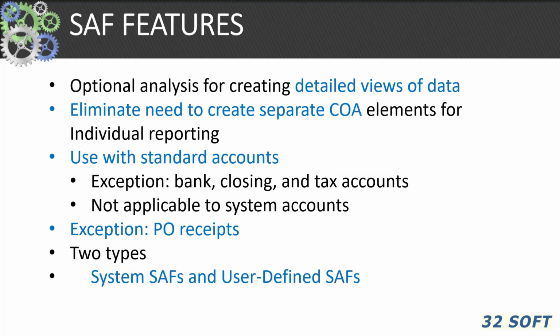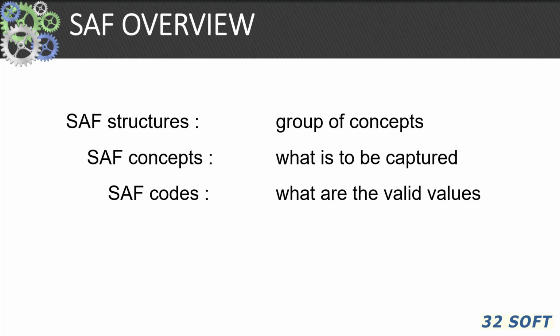The features of SAF are they give you detailed views of data. You can therefore eliminate the need for separate chart of account elements for individual reporting. You can use it with standard accounts. Can't use it with PO receipts, but you can and do have system SAF codes and user-defined SAF codes.